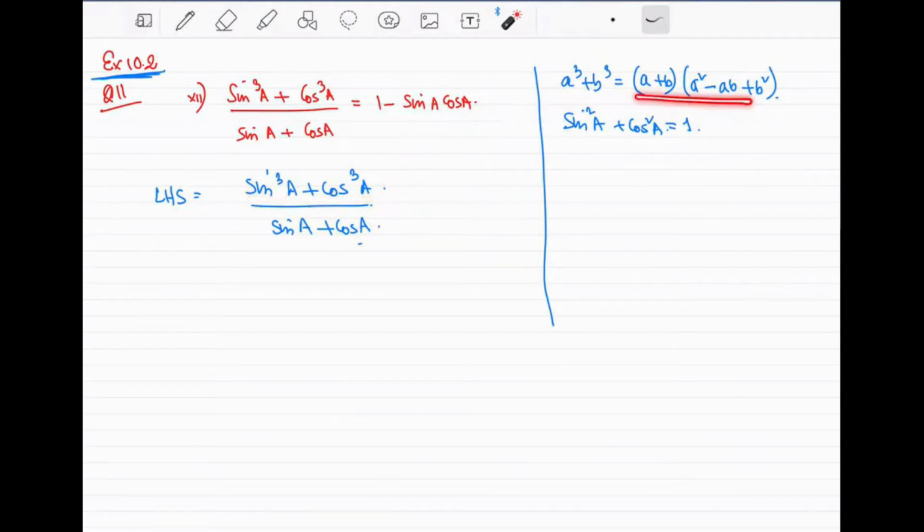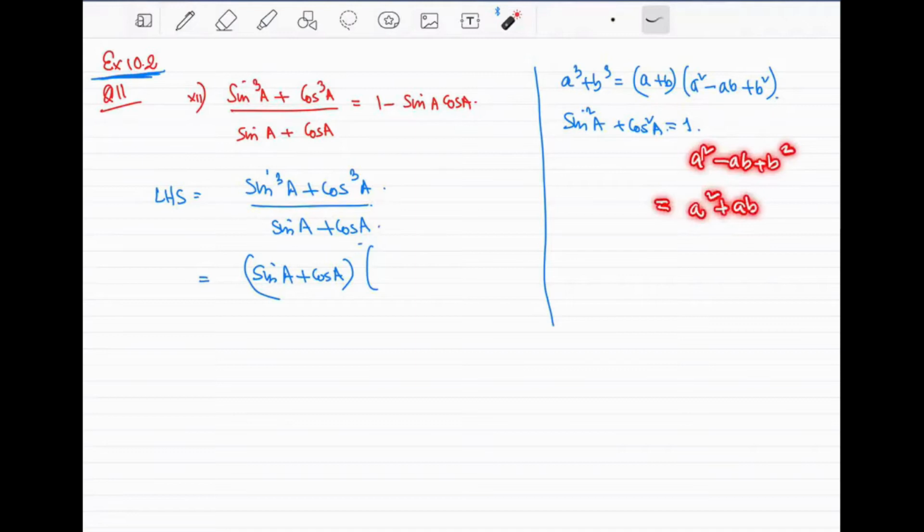Now let's use this formula to factorize the numerator part. Do not touch the denominator part, just keep it as it is. So numerator will be a plus b, we will have sine a plus cos a. What about this part? A square minus ab plus b square. I can rearrange it as a square plus b square minus ab. Nothing else, you just bring the b square in the front.